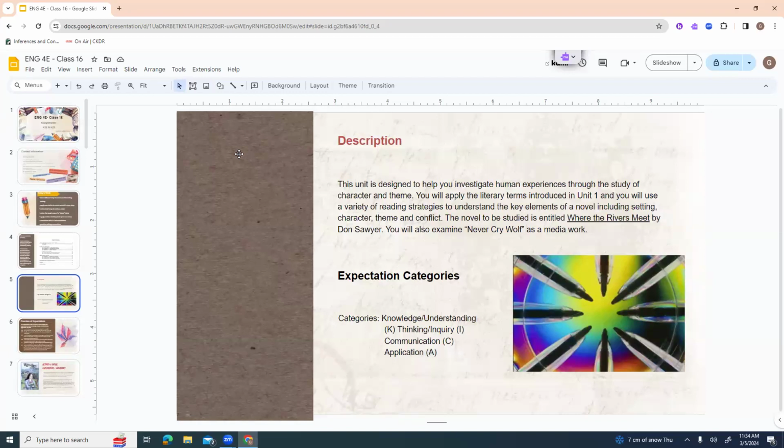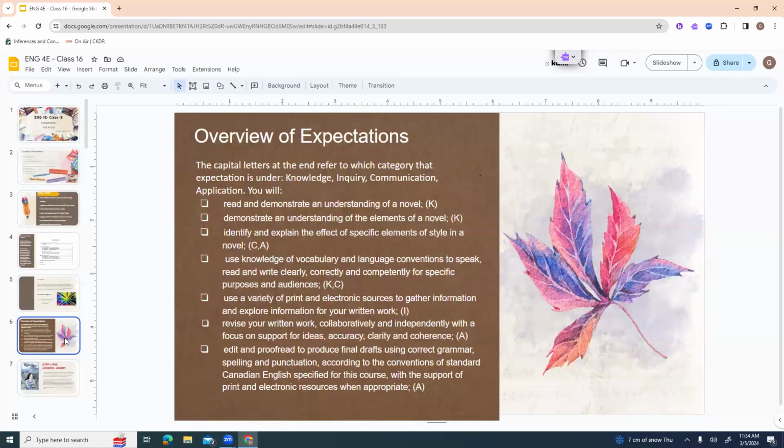So there are 4 expectation categories in Ontario. The first one is knowledge and understanding. Then we've got thinking and inquiry, communication, and then application. In other words, how you apply everything that you have learned. Okay, so here's an overview of the expectations that we will be meeting.